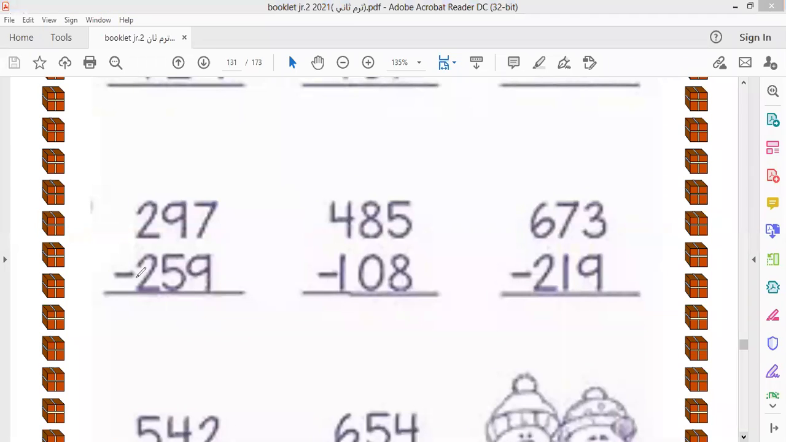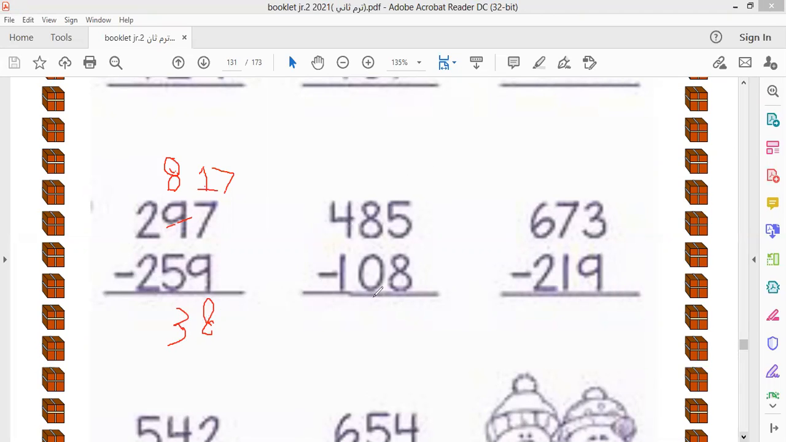297 minus 259. We start with what? We start with ones. 7 minus 9 doesn't work. We go to the tens place. 9 becomes 8. And 7 becomes 17. And 17 minus 9 equals what? 17 minus 9 equals 8. Excellent. And 8 minus 5 equals 3. And 2 minus 2 equals 0.